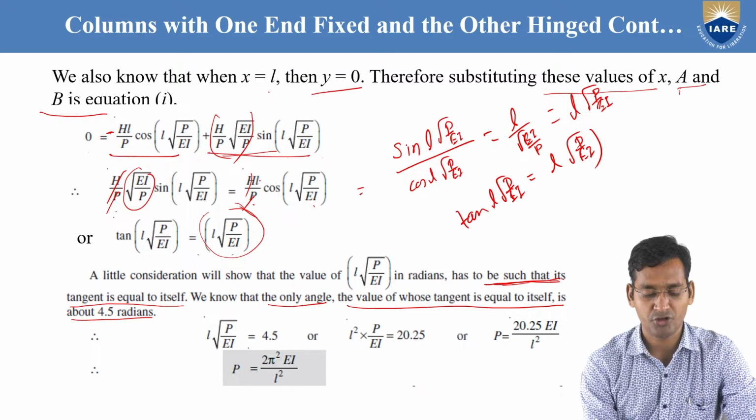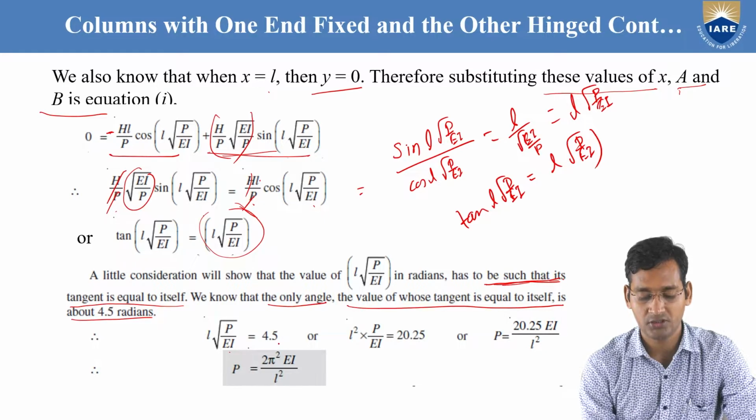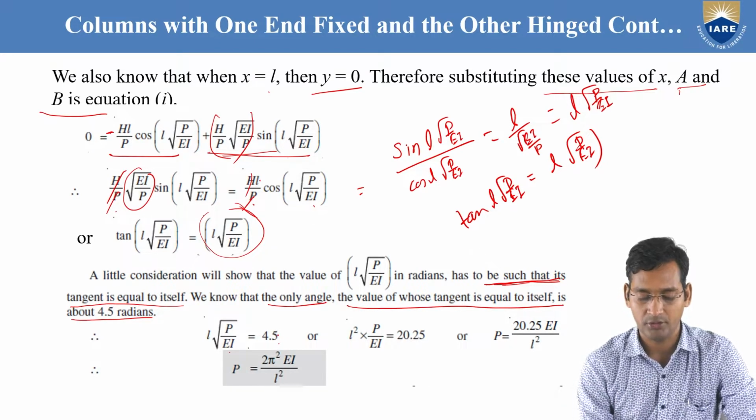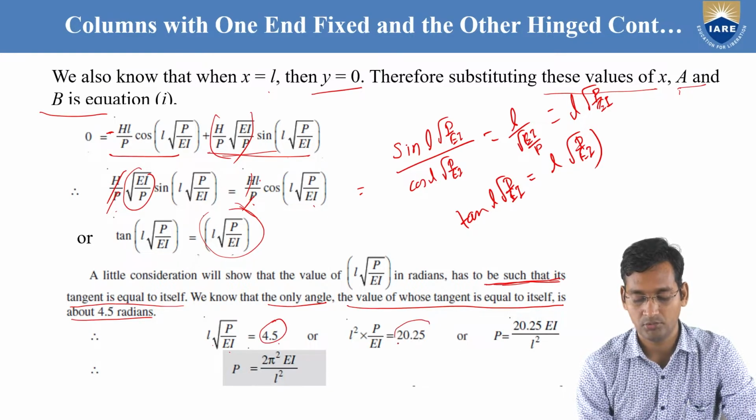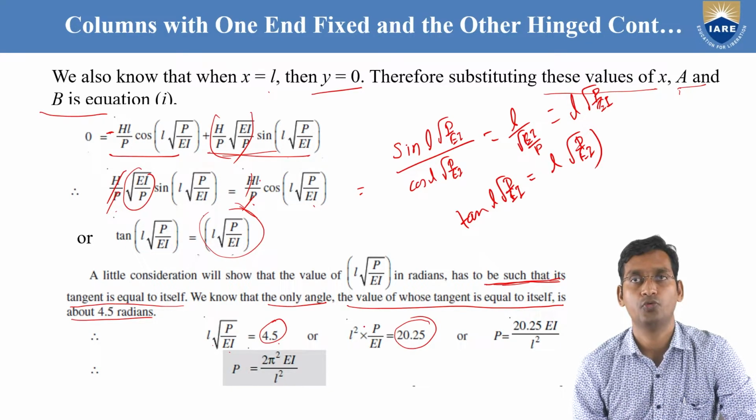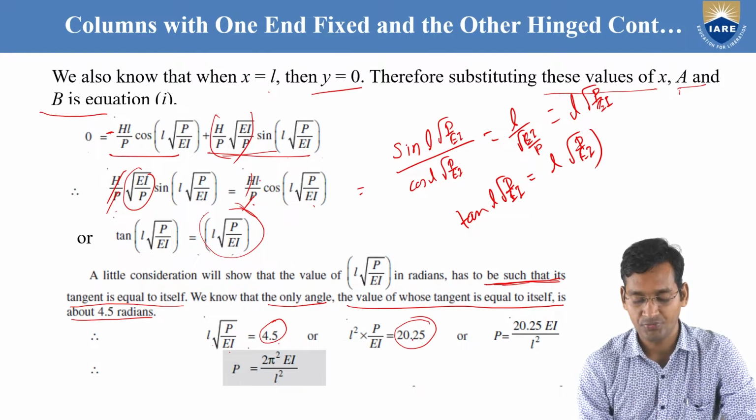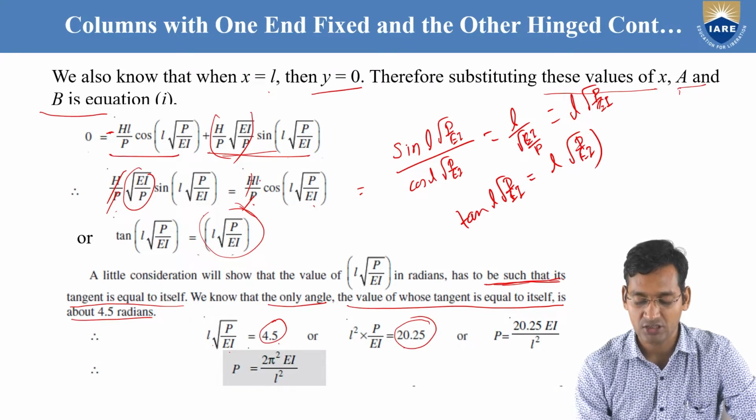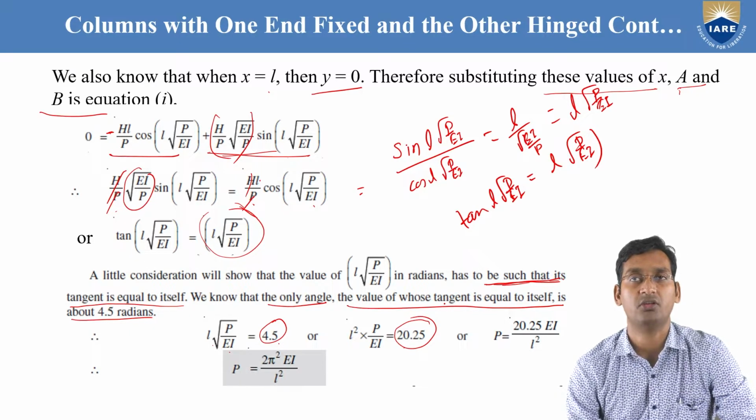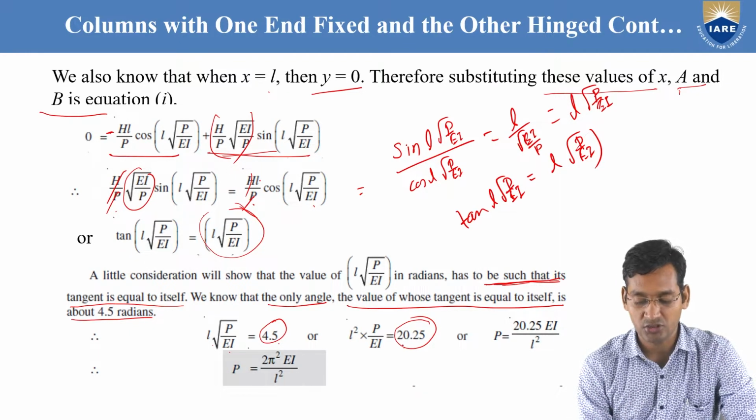So tan 4.5 is this one. Now L root P by EI equals 4.5. Just square both sides. Squaring, you get L square into P by EI equals 4.5 square, which will be approximately 20.25, if you put it in the calculator. Actually it's coming around 19.86, but why are we using this 20.25?